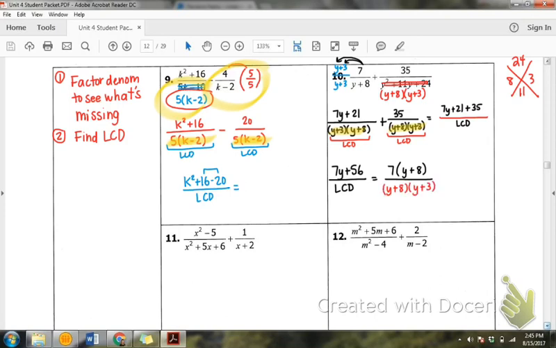I apologize if you're running out of room. Just try your best. You can go off to the left or the right. You have plenty of room over there. And now we can cancel y plus 8 and y plus 8. So we're left with 7 over y plus 3.